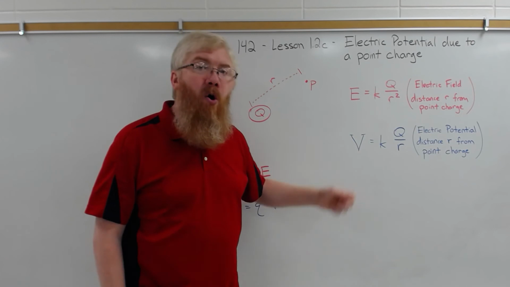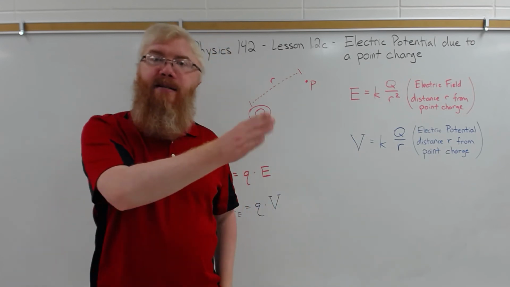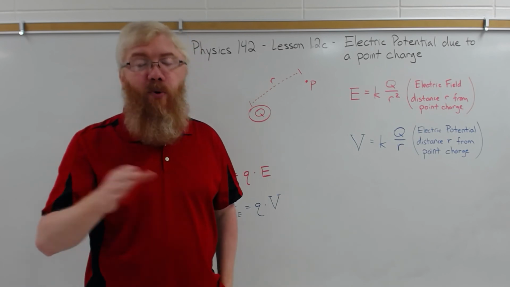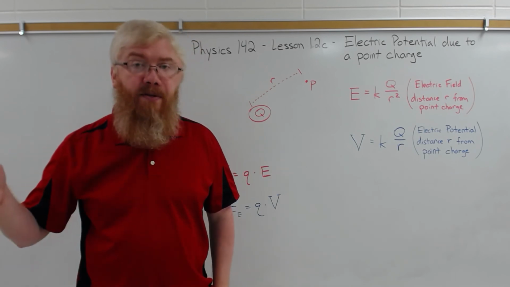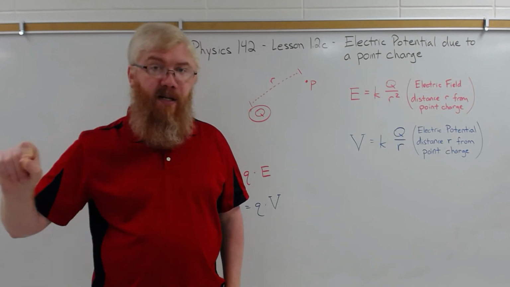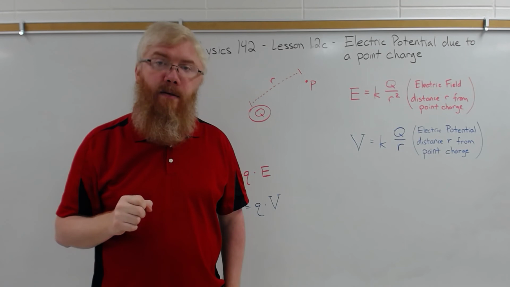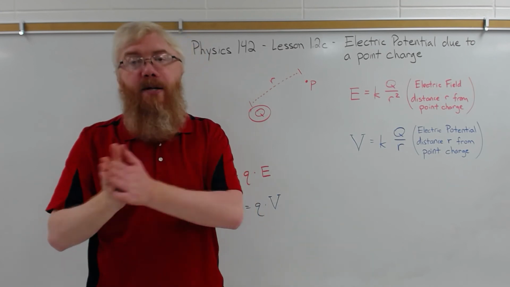But if you know the potential difference between two points, say point A has a potential of 12 volts and point B has a potential of 6 volts, you know that a positive charge is going to want to go from 12 volts to 6 volts. It's going to want to roll downhill, from high potential to low potential.